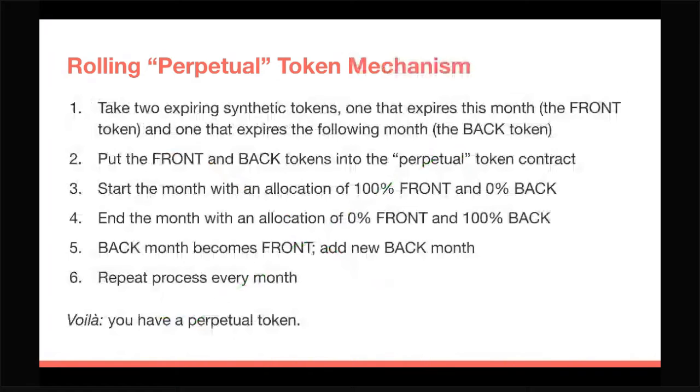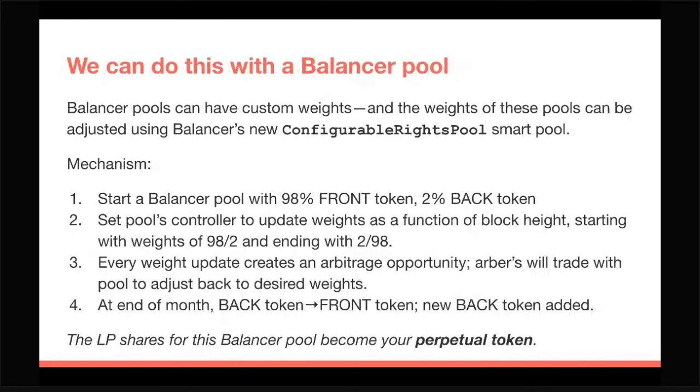This is me just writing out this mechanism in steps. Let's use this front and back month token concept. The perpetual token is actually the pool that's holding both these front and back tokens. We start the month with 100% front, 0% back allocation. We end the month the other way around. At the end of the month, the back token becomes the new front month token, and we add a new back token to the pool and repeat this process. So voila, we have our perpetual token that's continuously rolling these expiring synthetic tokens. And I'm going to let Fernando take over and tell you how we can actually build this with Balancer.